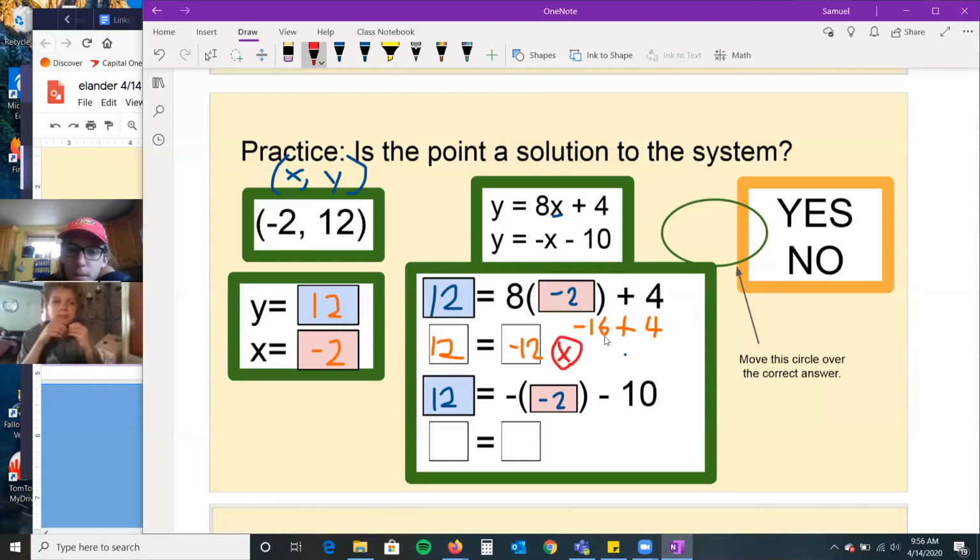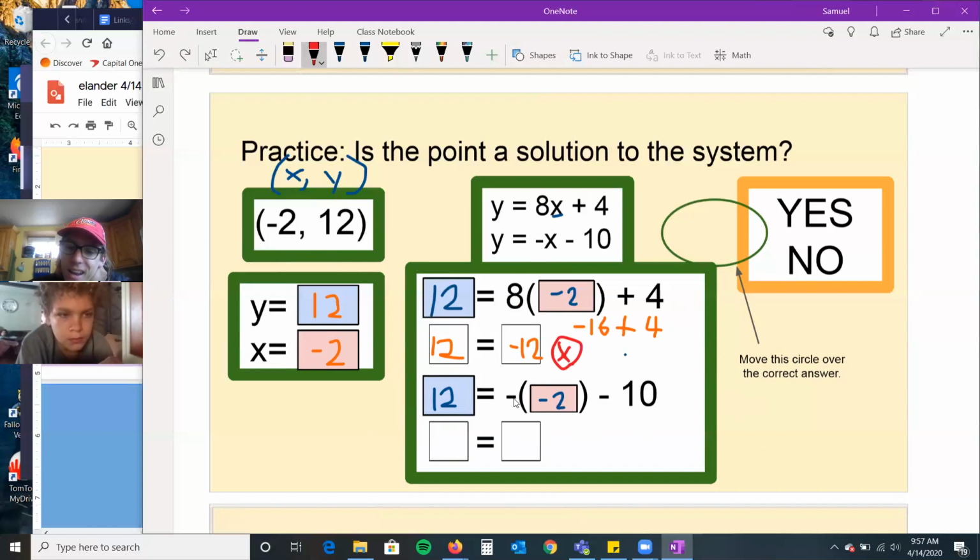But what if I made a mistake, okay? If I didn't do my math right, if I messed up somewhere over there, then maybe this was true and I messed up. So I'm going to go ahead and be safe and do the other one. Okay, that's why. So we can stop here. It's not a solution, it's not a system of equations that is solved with -2, 12. But in case I messed up, I'm going to check.